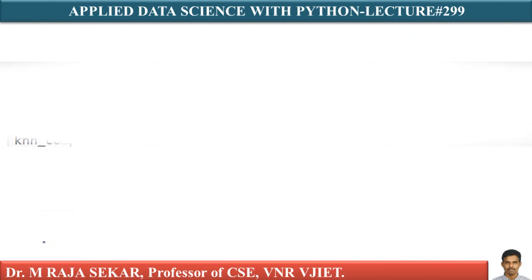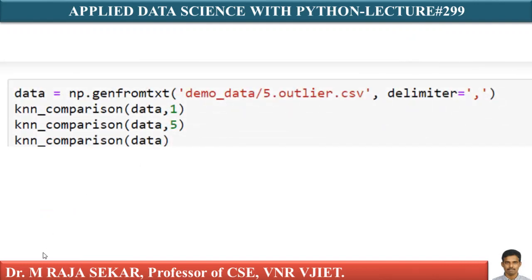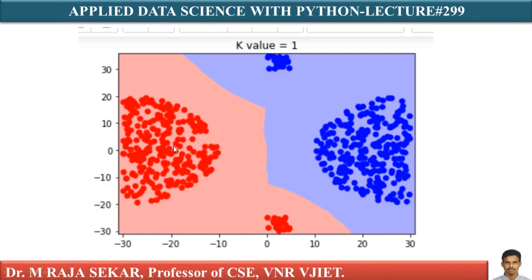In this lecture, we will try to understand decision surface with different data sets. First, let me consider a data set known as outlier.csv dataset. This is my data set. As we were discussing, I will provide all these data sets and code details in my Google site link. Just observe this particular data set. This is for k value equal to 1.